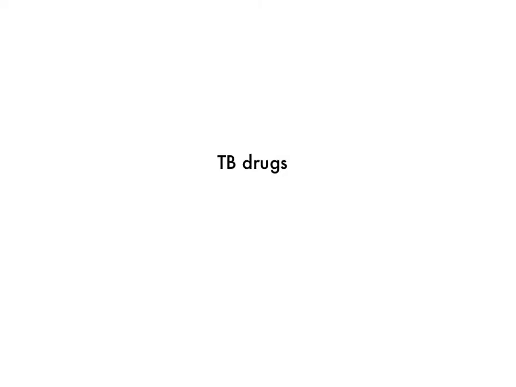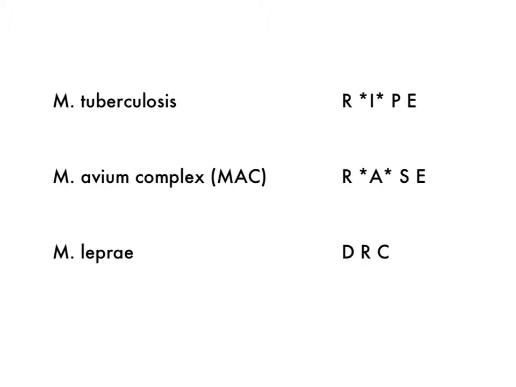In this section, we're going to be talking about drugs commonly used to fight TB, as well as other mycobacterial diseases. Before we get into the individual drugs, I'm just going to talk about in general what drugs you'd give for each condition. The way that I remember this is the acronym RIPE, RAISE, DRC. RAISE is not spelled the right way, but RIPE, RAISE, and DRC. So for TB, we're going to give RIPE, and RIPE stands for rifampin, isoniazid, pyrazinamide, and ethambutol.